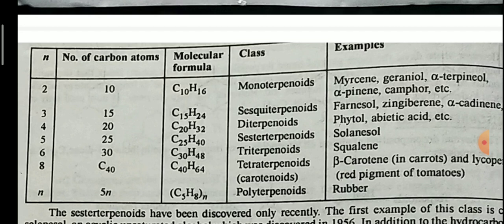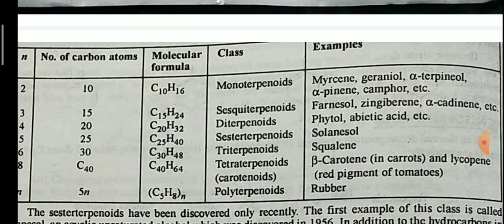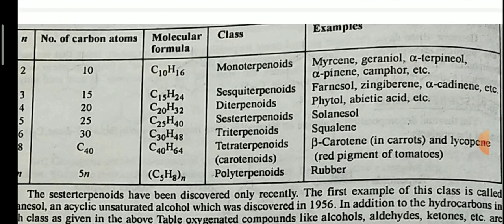C15H24, sesquiterpenoids. Examples: farnesol, zingiberene, alpha-cadinene, etc. Molecular formula C20H32, diterpenoids: phytol, abietic acid, etc. C25H40, sesterterpenoids: ophiobolin. C30H48, triterpenoids: squalene. C40H64, tetraterpenoids or carotenoids. Examples: beta-carotene in carrots and lycopene, the red pigment of tomatoes.